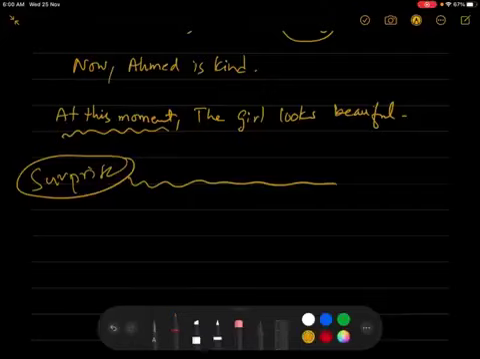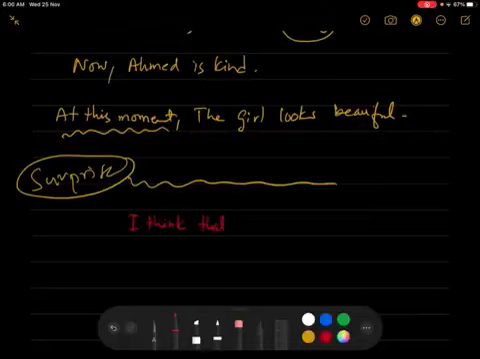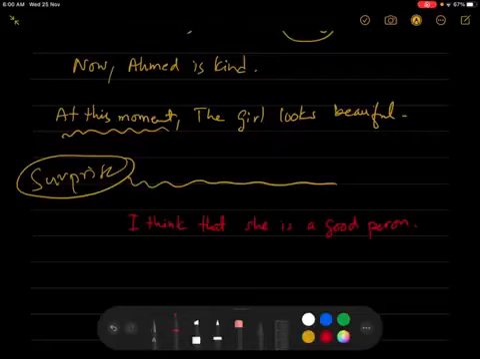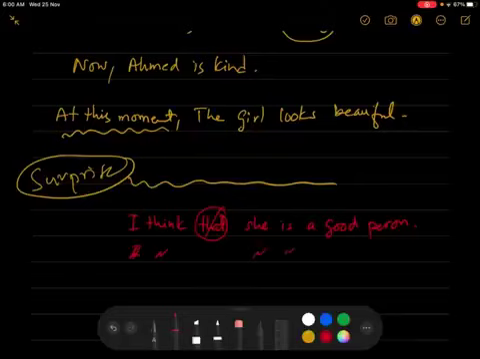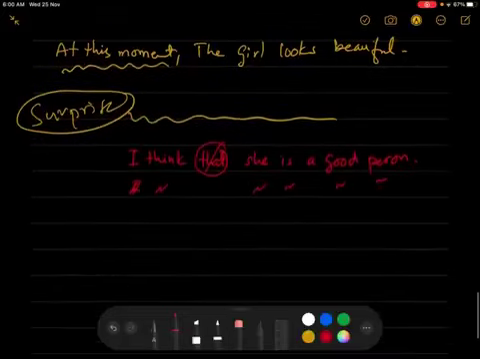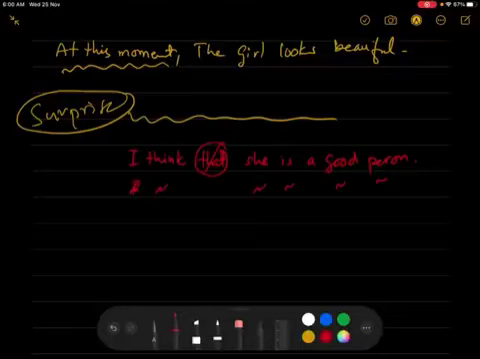For example, that's the difference when I say I think that she is a good person. We can sometimes remove that, and I say I think she is a good person. It means here I believe that she is a good person. Okay? In my opinion, she is a good person.